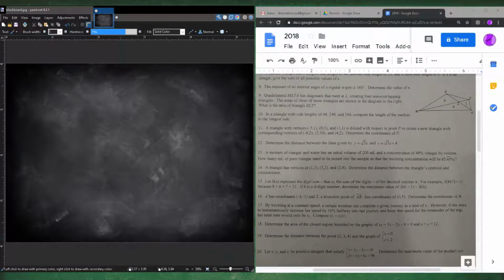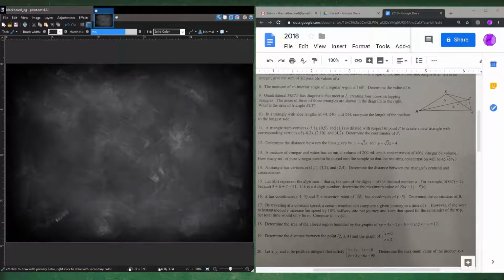Number 15. Let Sn represent the digit sum, that is the sum of the digits of the decimal number n. For example, S(867) equals 21 because 8 plus 6 plus 7 is equal to 21. If k is a d-digit number, determine the maximum value of S(k+1) minus S(k), and you take the absolute value of that. So it's going to be a positive number. Okay, so this is just mostly logic.